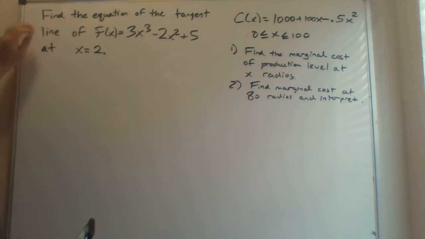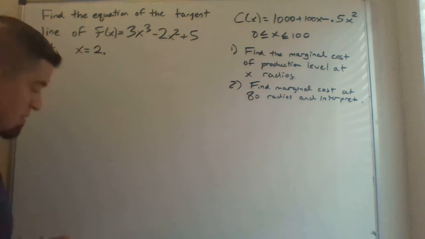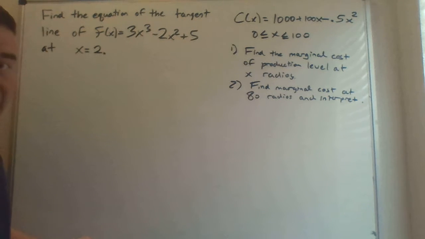You'll see that one of them says find the equation of the tangent line of f of x equals 3x cubed minus 2x squared plus 5 at x equals 2. To begin to understand what this problem is even asking, I think I'm going to start with a graph.